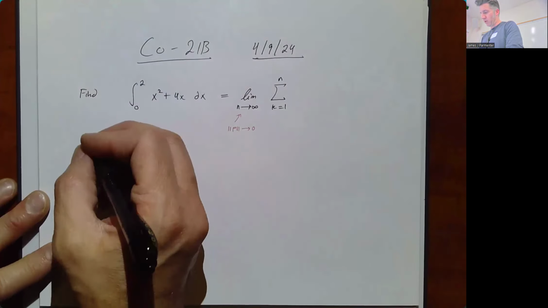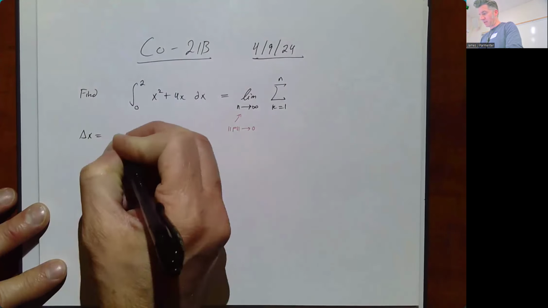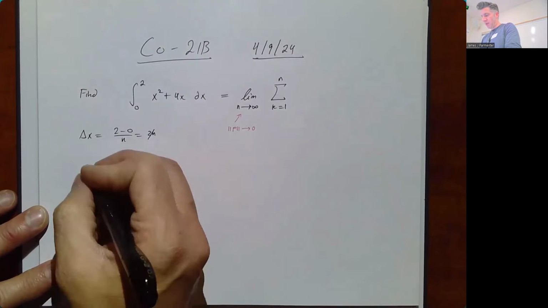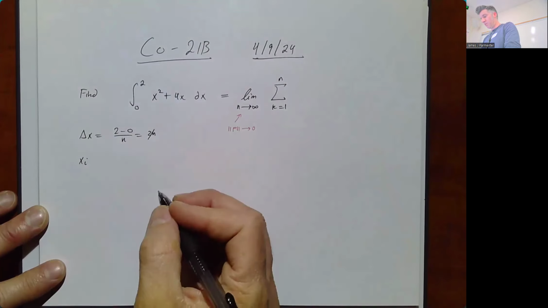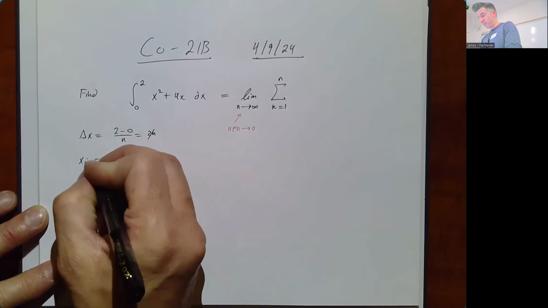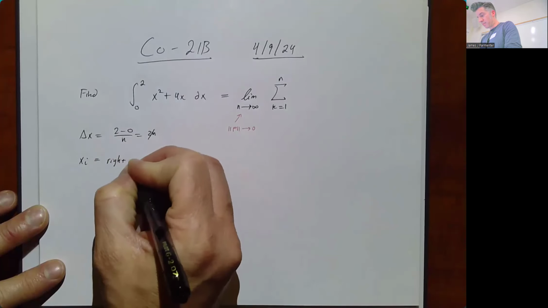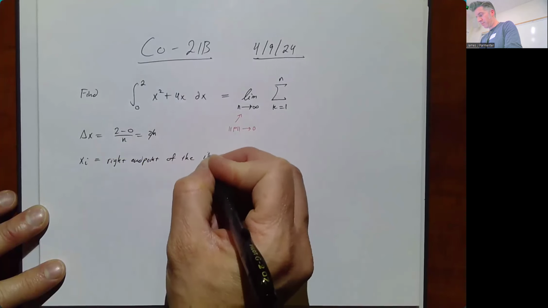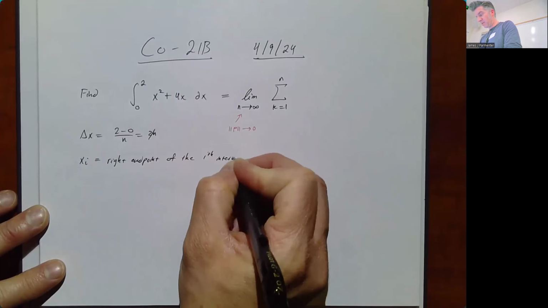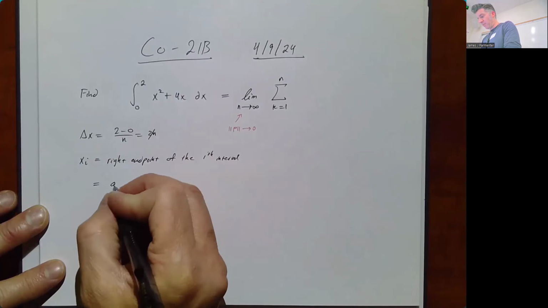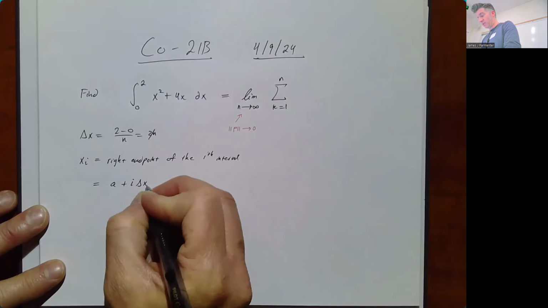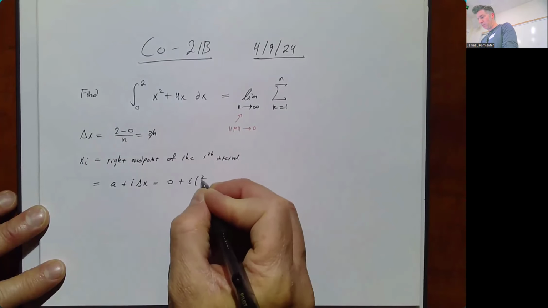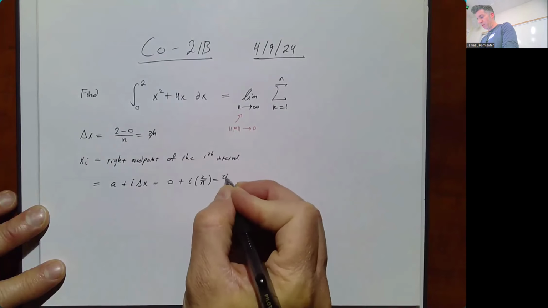We'll use k, from 1 to n of f of x sub i. So over here, let's write down real quickly: our delta x is 2 minus 0 over n, which is 2 over n. And our x sub i, which is the right endpoint of the ith interval, is just going to be a plus i times delta x, which in this case is 0 plus i times 2 over n, or 2i over n.